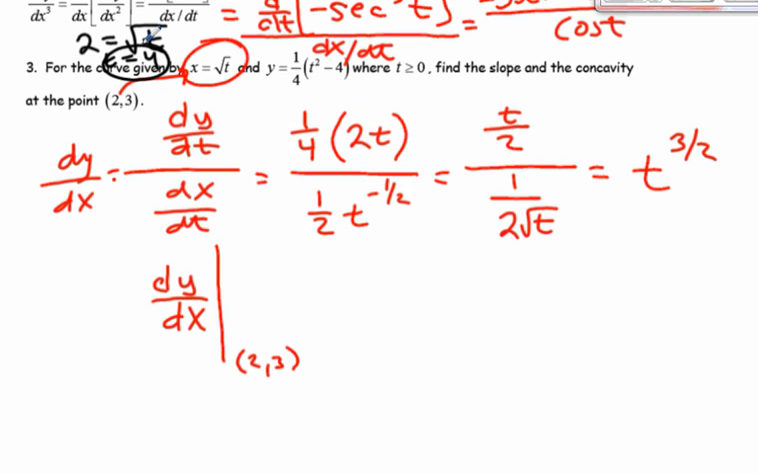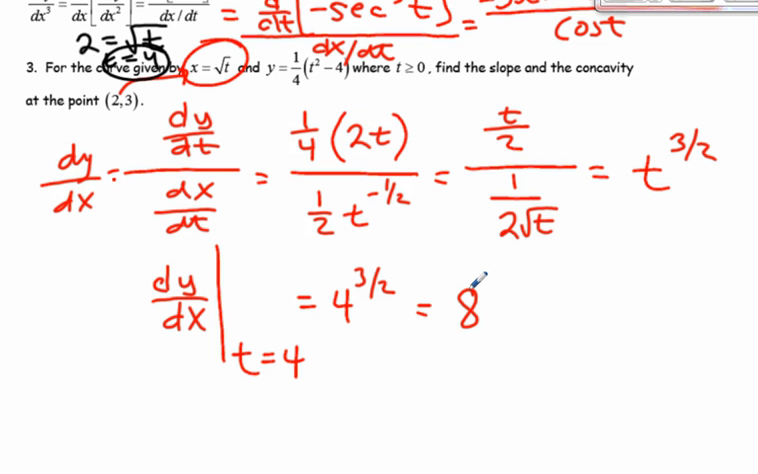So when I actually notate this, instead of saying such that at the point 2, 3, I want to say such that at the time t equals 4, because my derivative is in terms of t. So now we say that that is 4 to the 3/2, which the square root of 4 is 2, 2 cubed is 8. So the slope at the point 2, 3 is 8.